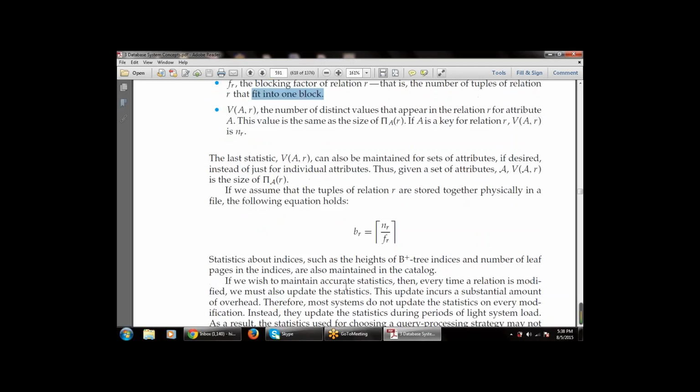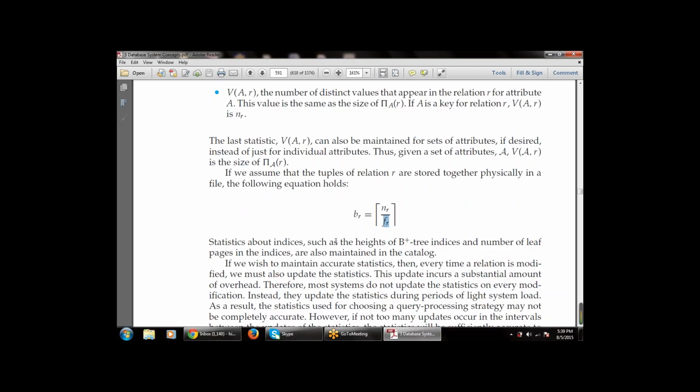And this is the tuple relation that will be used, that will be combined together. This is the BR, then there will be NR and the FR. Statistics about the indices, such as the heights of the B plus tree indices and the number of leaf pages in the indices, are also maintained in the catalogs.